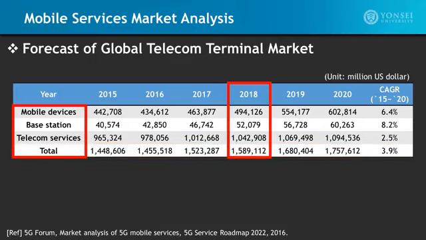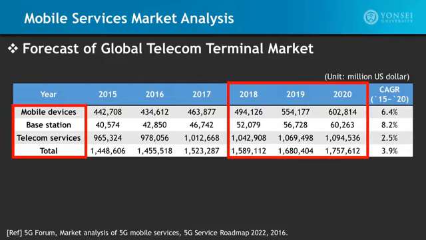Then we look into reference of 2018, where we compare mobile devices, base stations, telecom services, and the overall total. Looking at the numbers here, you can see that for mobile devices, it's at an overall nearly about $500 billion. For base stations, it's around about $52 billion. And for telecom services, the reference is around about 1 trillion.